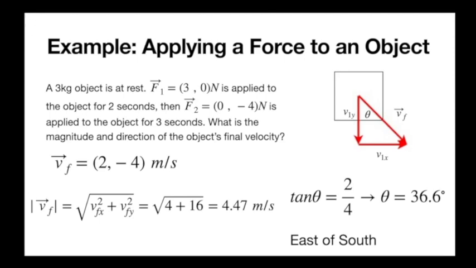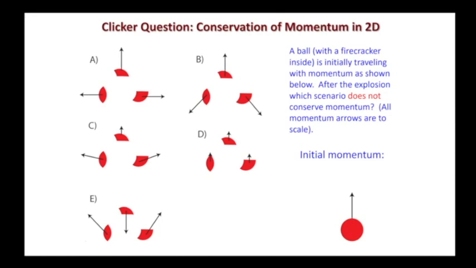All right, let's change gears a little. Let's do a clicker question. We have an object, a ball that's moving with this momentum vector moving up, and it has a firecracker in it that explodes at some point, and it breaks up into three pieces. Which of these scenarios for the final momenta of all the pieces does not conserve momentum? So which one of these is impossible or requires an external force? So we have a ball moving, it explodes, no other force is present. Which one of these final scenarios is not possible or does not conserve momentum?